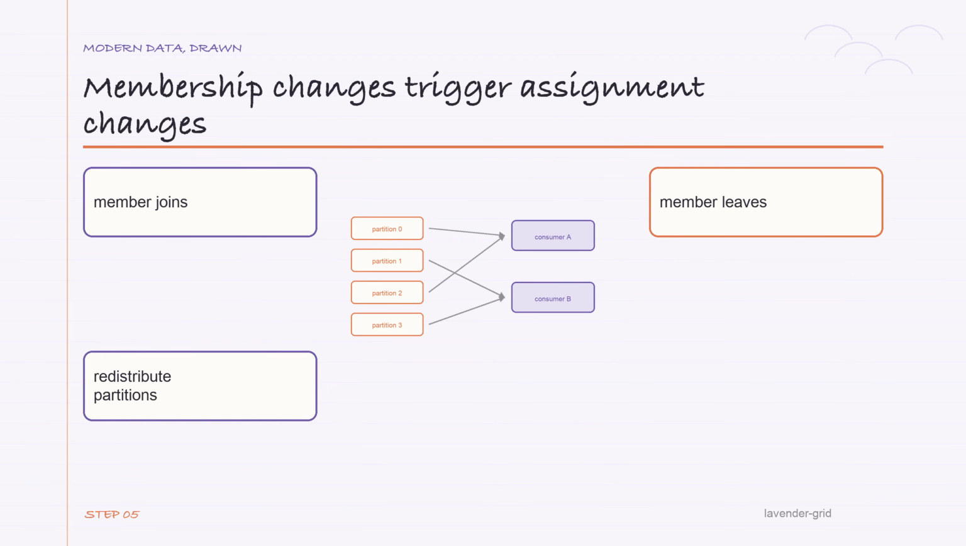When a consumer joins, leaves, or stops responding, partitions may need new owners. The coordination process that redistributes ownership is called a rebalance. Let us slow that down and make it concrete. Member joins, then member leaves, then redistribute partitions.